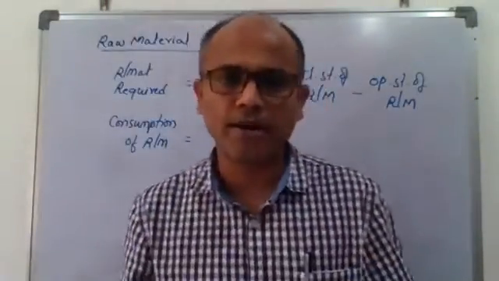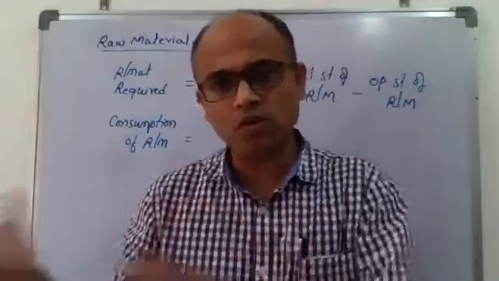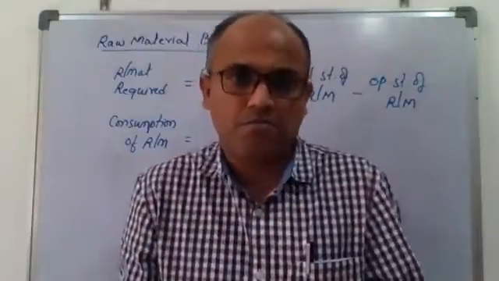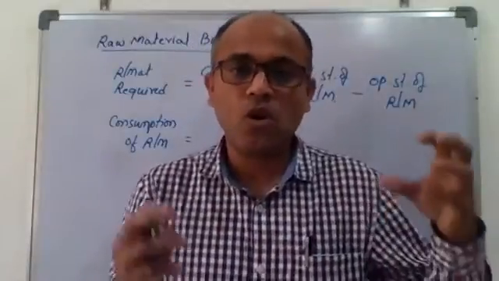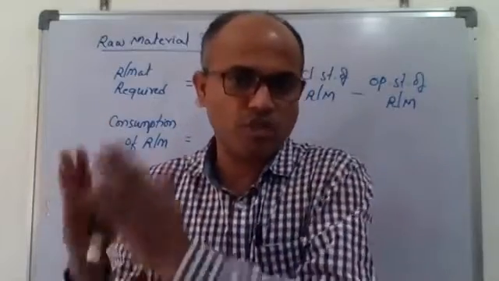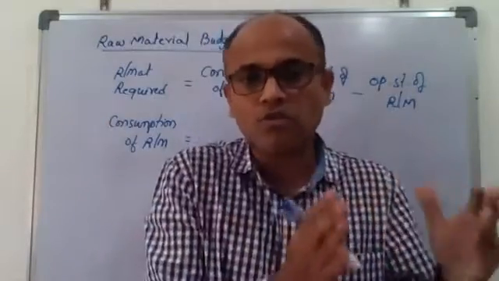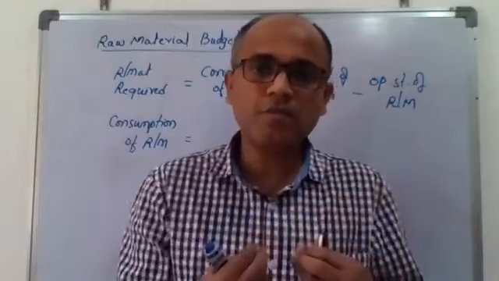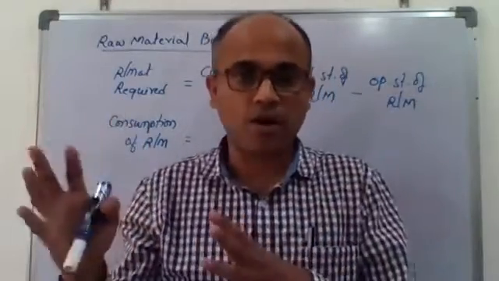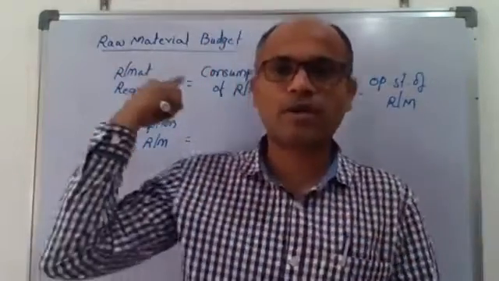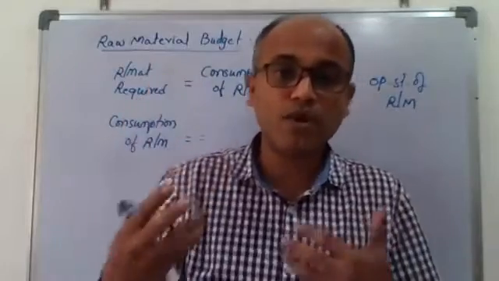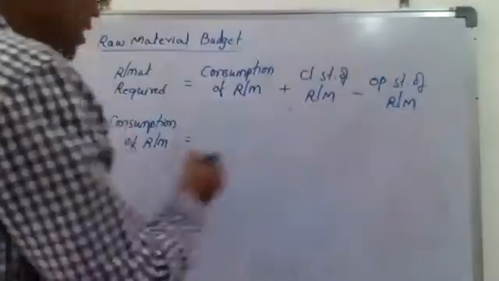Let's say to make 1 unit of a product, maybe I require 3 kilos of a material. Maybe it is possible, right? So 1 unit of finished product is equal to 3 kilos of raw material. So for me, 1 unit is not important; 3 kilos is important when it comes to the raw material budget. What is important for me is the consumption part, the usage. How many kilos of raw material do you use?